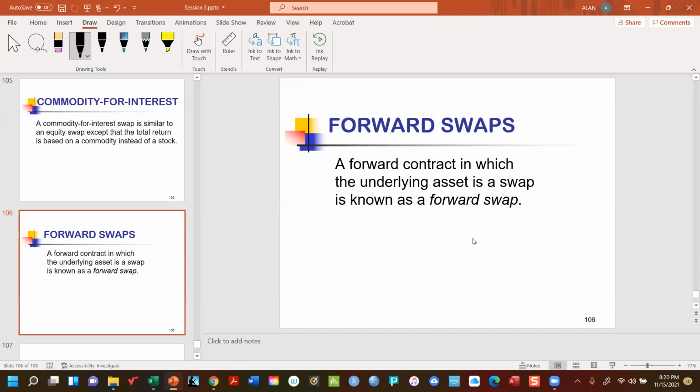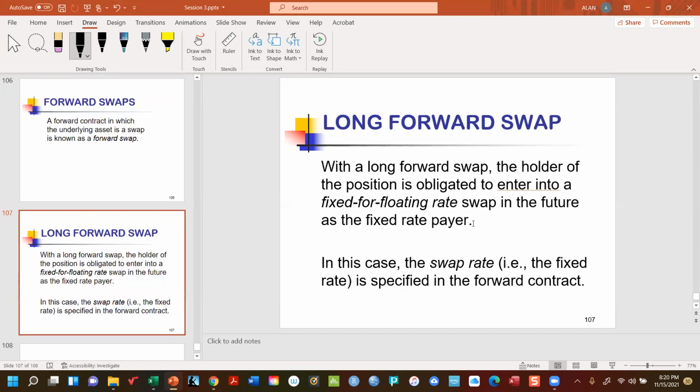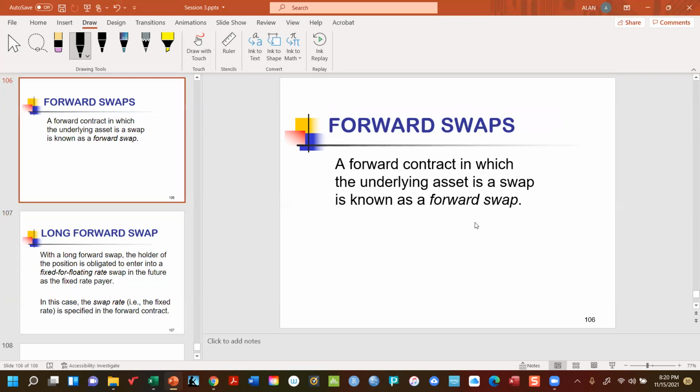And then we have forward swaps, where this is just like any other forward contract, except it gives you a legally binding obligation to enter into a swap at some point in the future. But what we're locking in here is the swap rate. So in other words, if I decide to enter into a forward swap on, let's say, gold, no, actually, it could be anything. It could be a bond. It could be anything. The part that's being locked in is the fixed rate or swap rate.